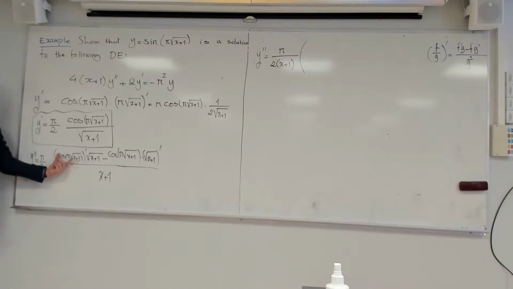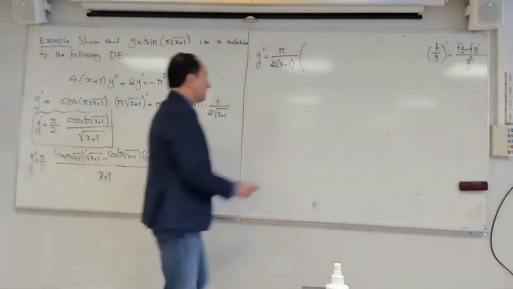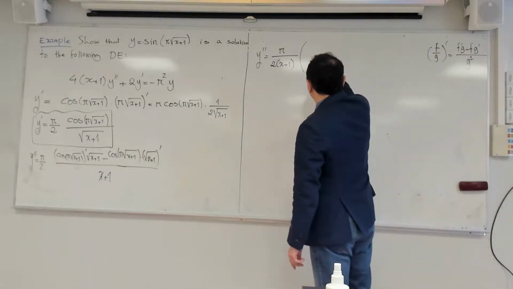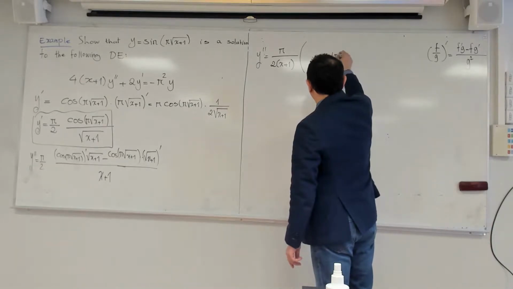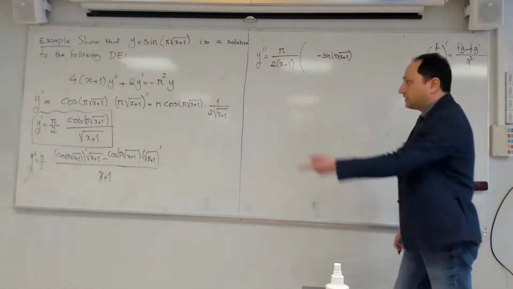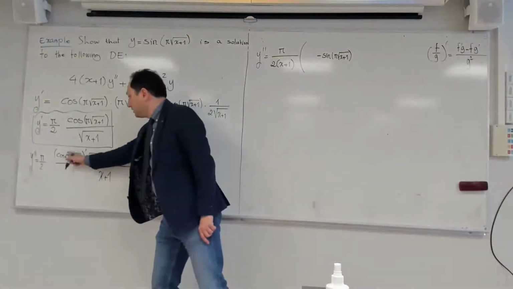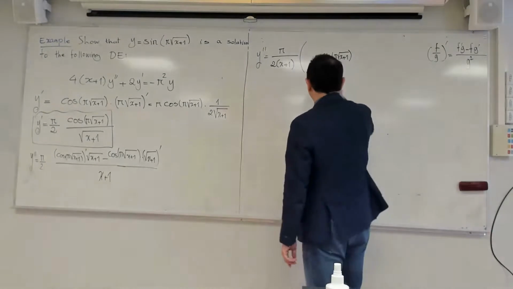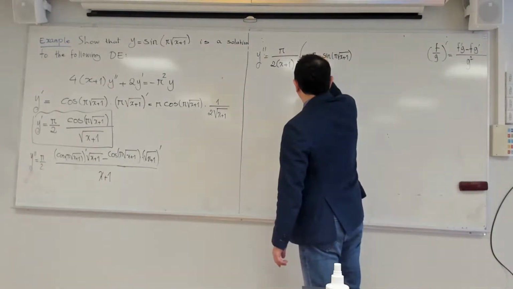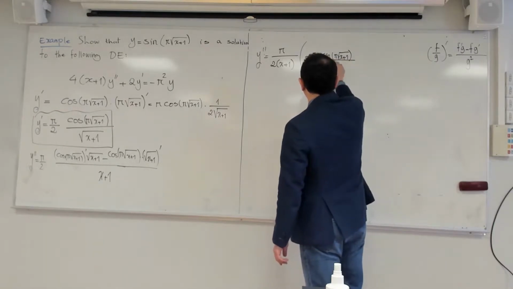Do you agree? Because do you remember I started, oh no, sorry. I started with sine. That was a very big mistake, sorry. So now let us just do it. Unfortunately, we have to do it from scratch. So the derivative of cosine is minus sine. Yes. But multiplied by the derivative of this, which gives me minus pi, and then divided by 2 square root of x plus 1.